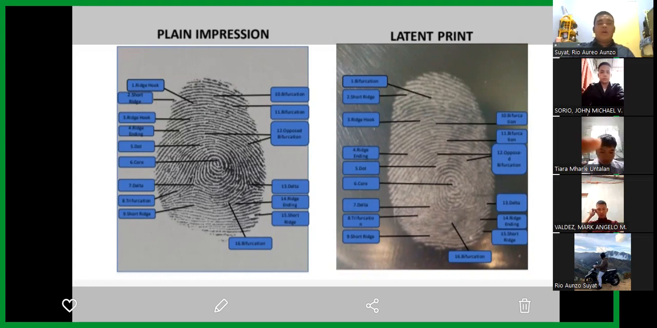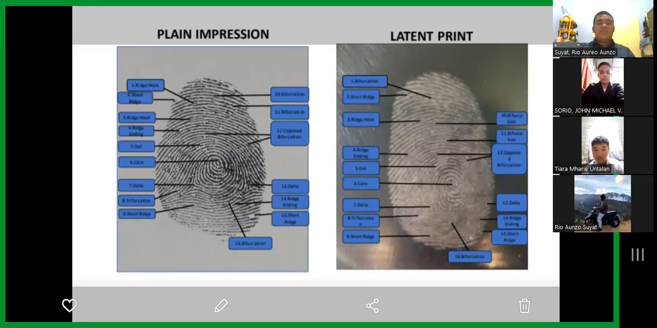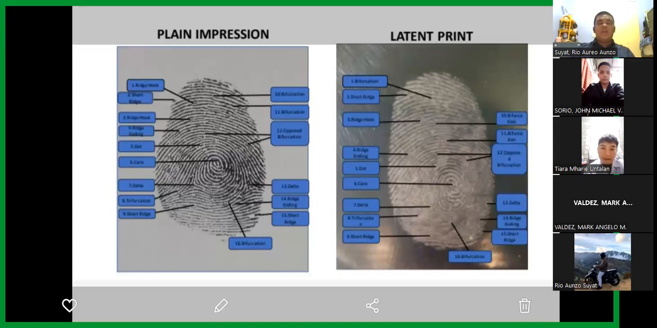Number 26. How many points of identification are found in a normal roll impression? A normal roll print may have 100 plus identification points. 27. What is natural dissimilarity? Natural dissimilarity is the fact of not being the same as somebody or something else.